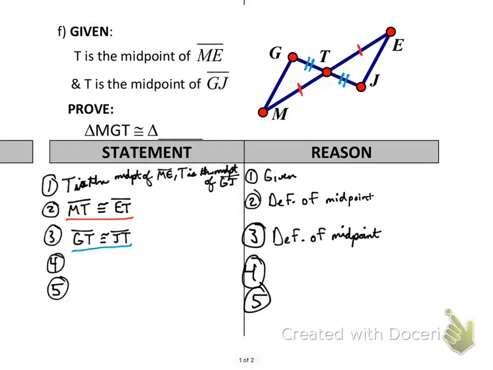Okay. So, if we're keeping track of the givens, we already used the first given. When we said T is the midpoint of ME, we used that to get two congruent elements. Then T is the midpoint of GJ. We just used that one too. So we've gotten all the information we can out of the givens. Now we need to look at the diagram and find one more congruent element. What is that going to be? All right. Great job. Vertical angles right here. I'll go ahead and write down the reason, vertical angles.